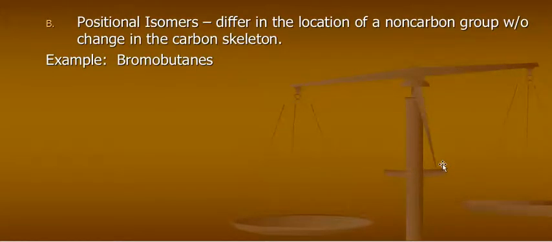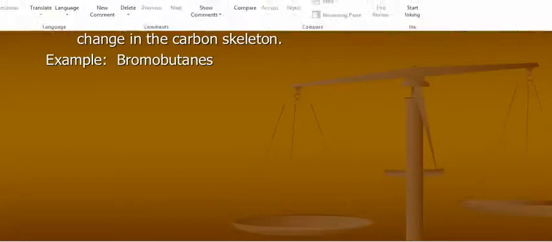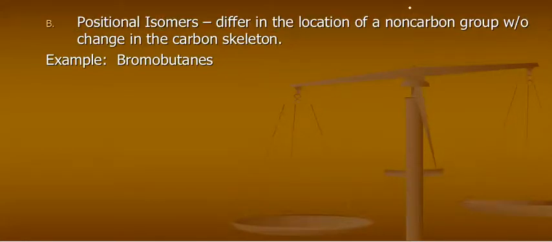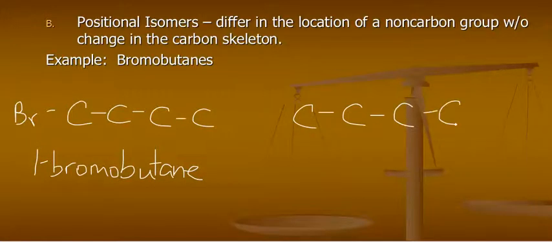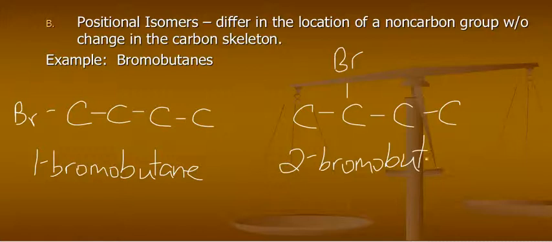Positional isomers differ in the location of a non-carbon group without changing the carbon skeleton. Bromobutanes, for example. Here's an example of a bromobutane. This one is called 1-bromobutane because the bromine is bonded to carbon 1. This isomer would be called 2-bromobutane because the bromine is bonded to carbon 2. So I didn't change the carbon skeleton, I just changed where the bromine was bonded.